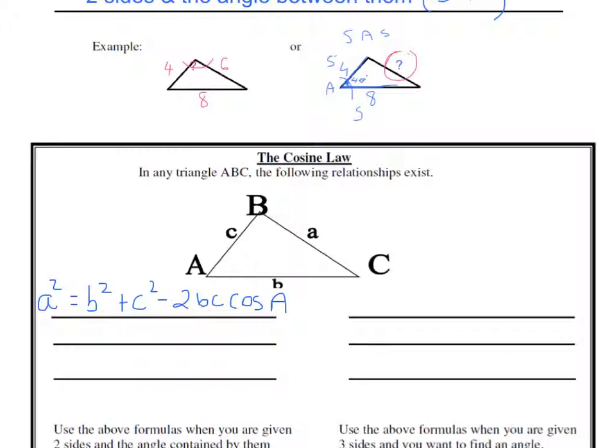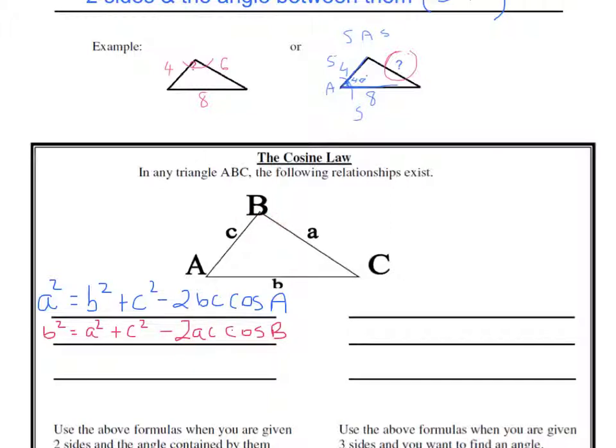Now if we were looking for side B, given that we had side C, side A, and angle B, the formula would then be B squared equals A squared plus C squared, the other two sides, minus 2AC cos of angle B, the angle that we know.